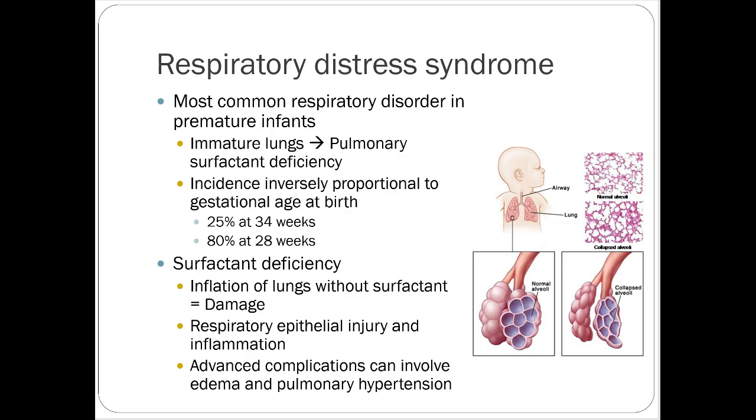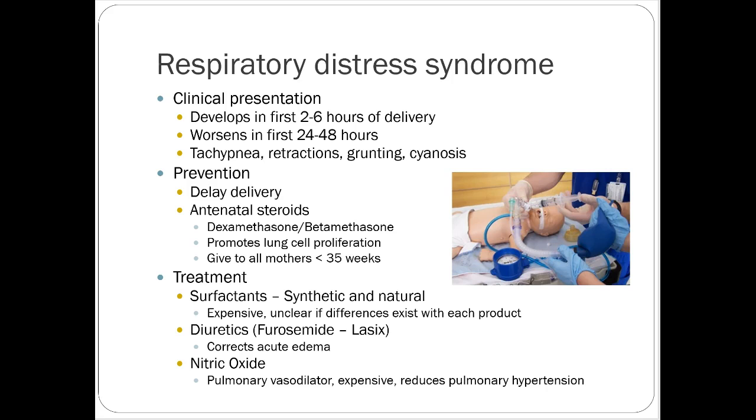So you get inflation of the lungs without surfactant that can damage, cause inflammation, and cause other types of complications, specifically putting these kids into a kind of short acute pulmonary hypertension situation where they're getting a lot of pressure in the pulmonary artery, can possibly lead to fluid backup on the lungs, and even could potentially go into a heart failure type situation if it's not treated appropriately. It usually develops in the first 2 to 6 hours after delivery, so it's something that comes upon quite quickly with tachypnea, retractions, grunting, cyanotic appearance.